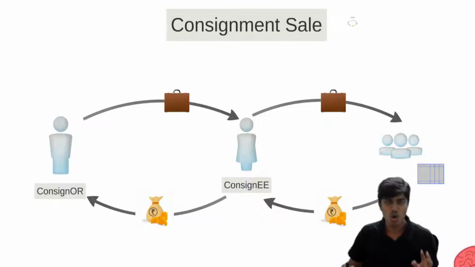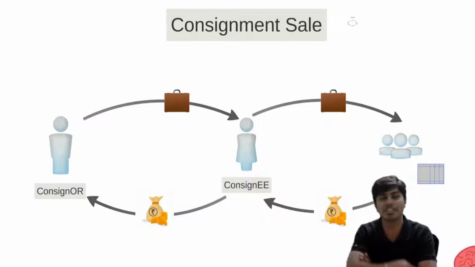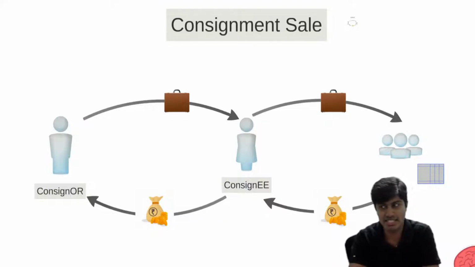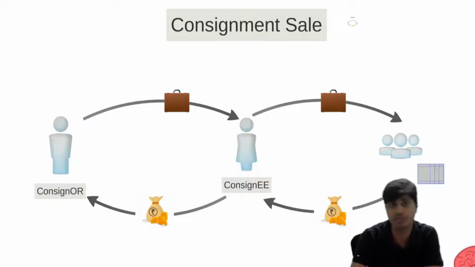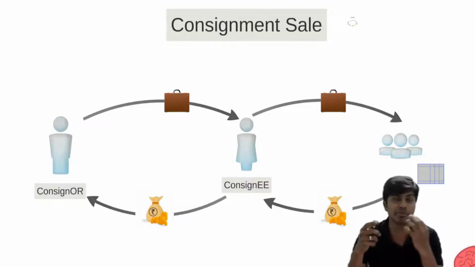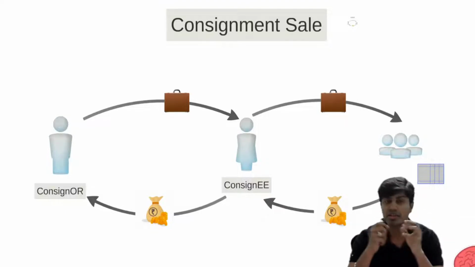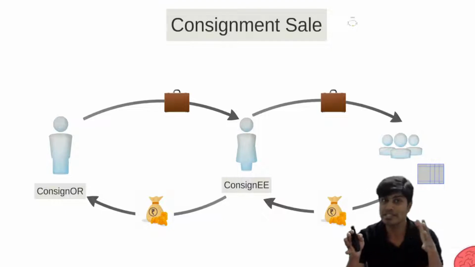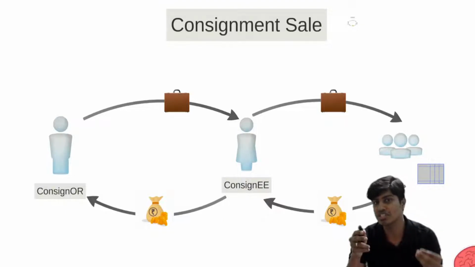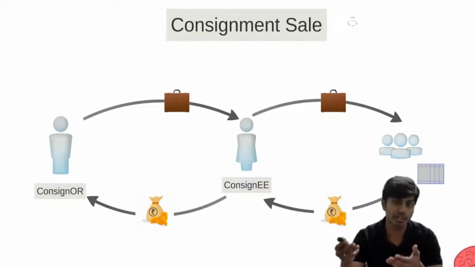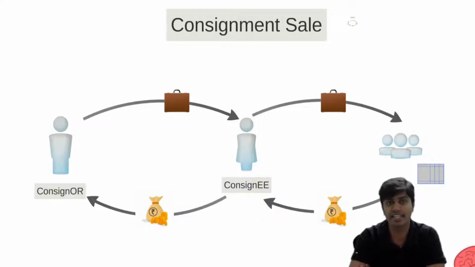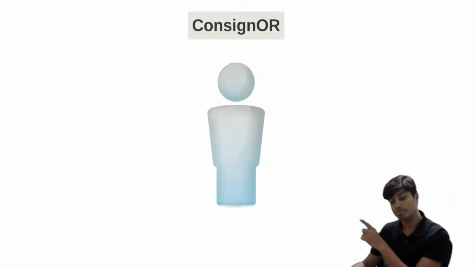What exactly is the relationship between this consignor and consignee? Is this the relationship between employer and employee? Is this the relationship between wholesaler and retailer? This is quite a unique relationship, that of a principal and an agent. The principal is the consignor, who gives instructions which are going to be executed by this agent, the consignee.